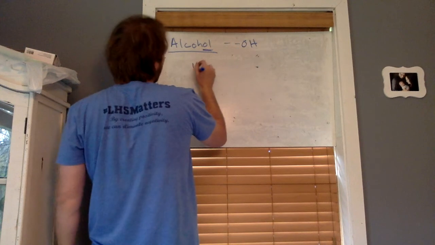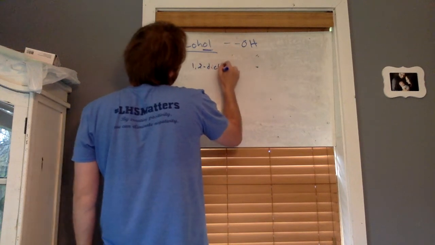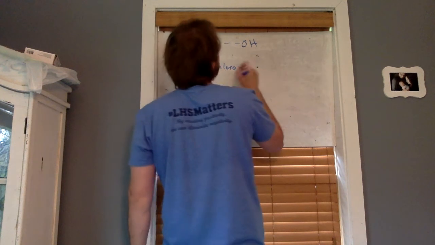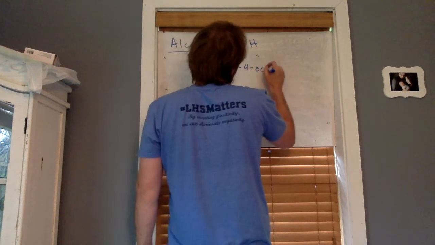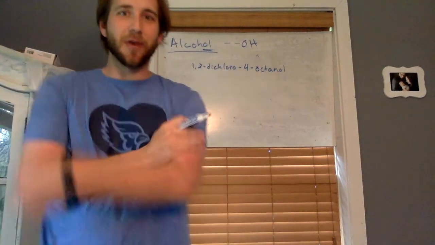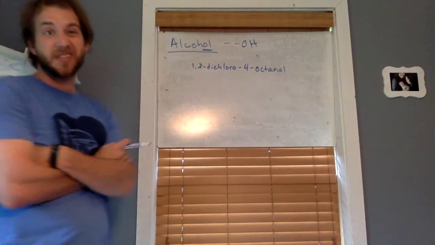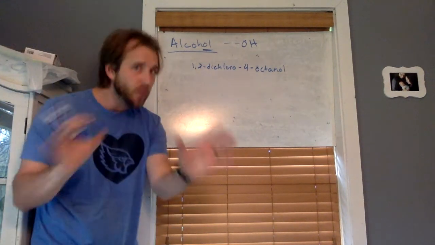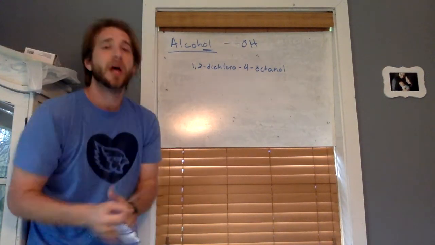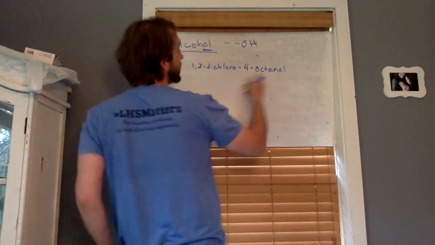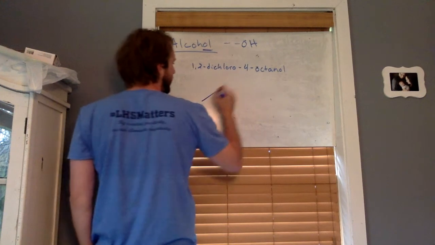Let's do 1,2-dichloro-4-octanol. Sure, why not? We've got 1,2-dichloro-4-octanol. I'm going to go ahead and do the structural form just because it's less carbons and hydrogens to write. You can write whichever form makes more sense to you. I'm just showing you the shorthand version because this is probably going to be fastest for us. Octa means it's an 8-carbon chain.